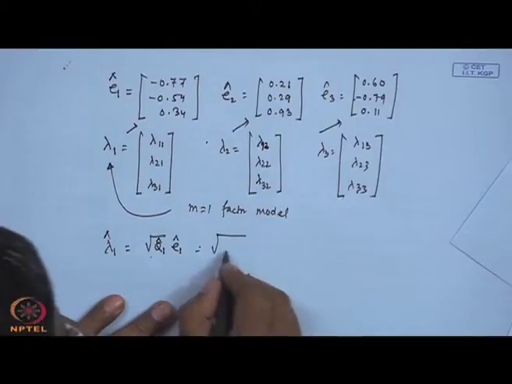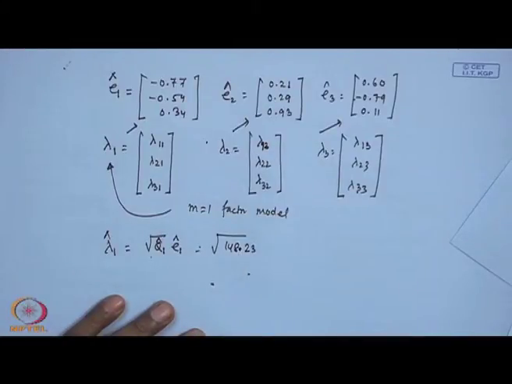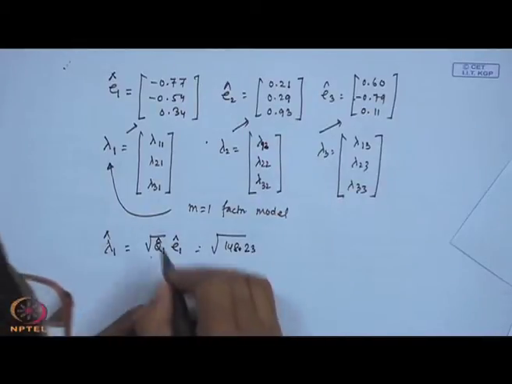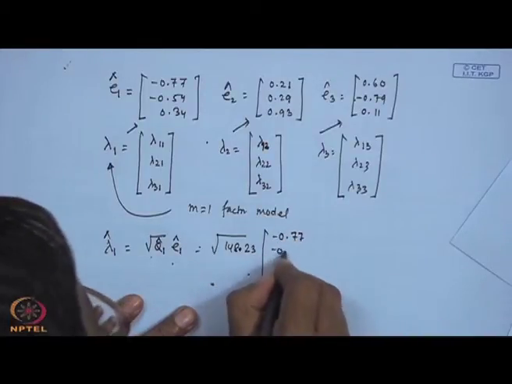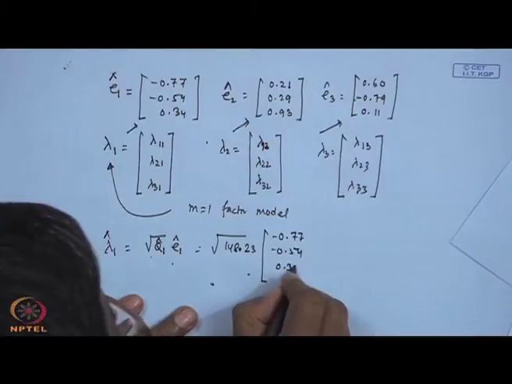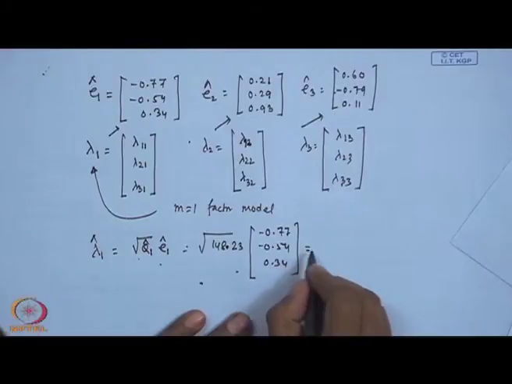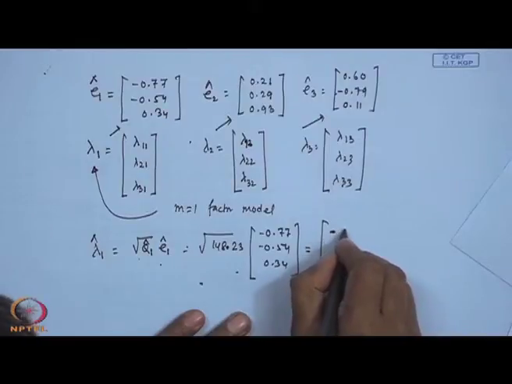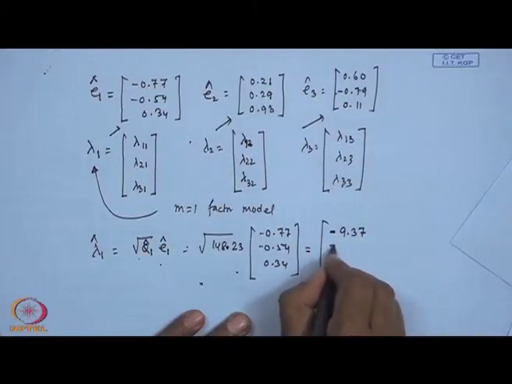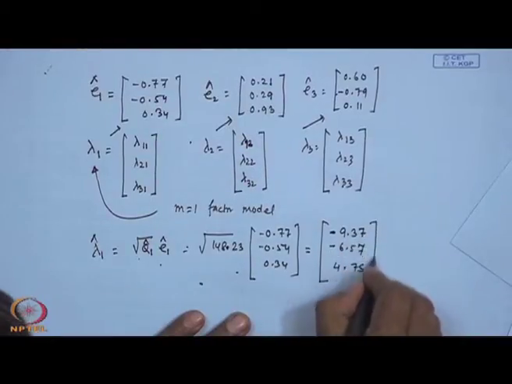So what is our Q1? Q1, I think we found out, is 148.23. Okay. And what is our E1 estimate? E1 estimate is minus 0.77, minus 0.54, 0.34. So if you multiply these two, what you will be getting? You will be getting minus 9.37, minus 6.57, 4.75.